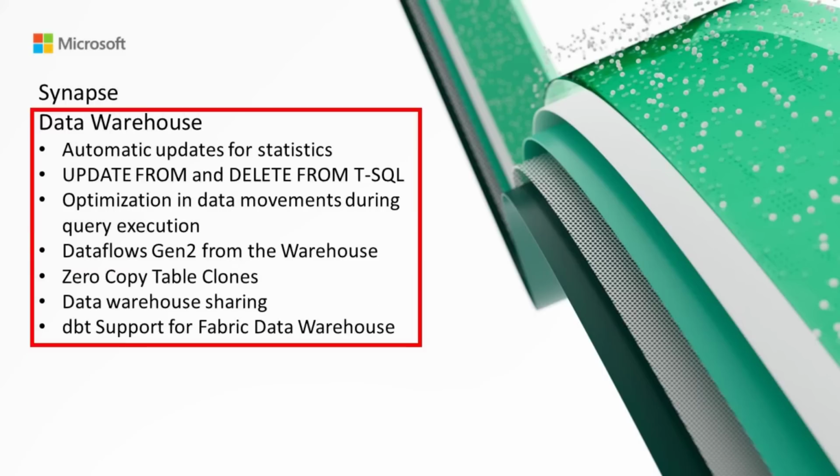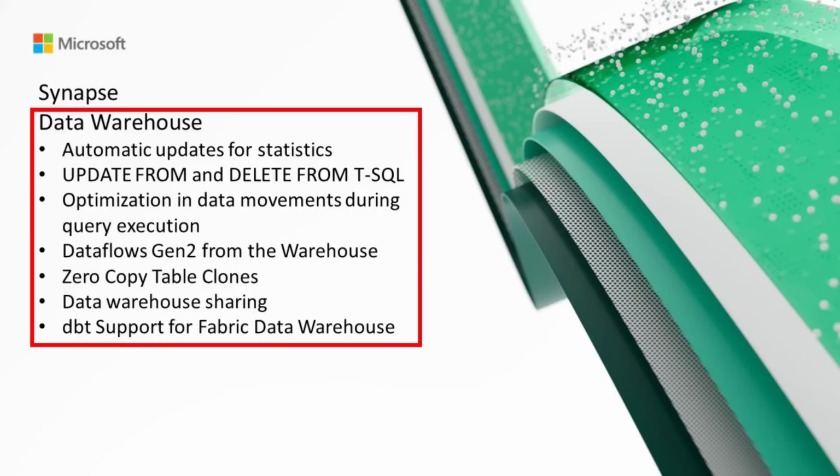For Data Warehouse, first up we have automatic updates for statistics. SQL statistics are now automatically updated by the query engine. In the Fabric Data Warehouse and Lakehouse SQL endpoint, statistics are a critical tool for helping your queries run quickly and efficiently. When a query is executed, the engine will try to collect existing statistics for certain columns in the query and use that information to assist in choosing an optimal execution plan.